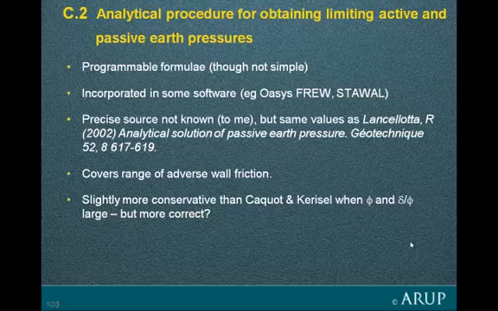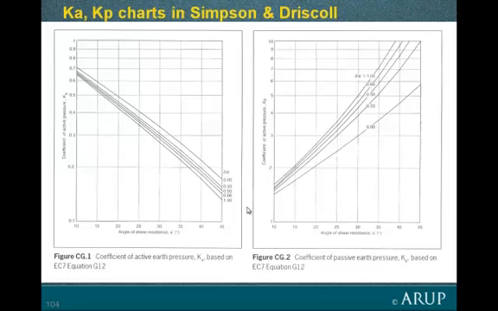It's quite tricky to check exactly where they came from, but there is a paper in Géotechnique by Lancellotta which gives exactly the same numbers, and it's easy to follow his analysis. And they cover a wider range of wall friction. The results are slightly more conservative than Kerisel and Absi, especially when phi and delta over phi are fairly large, but perhaps they're more correct.